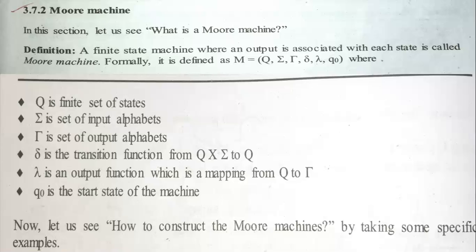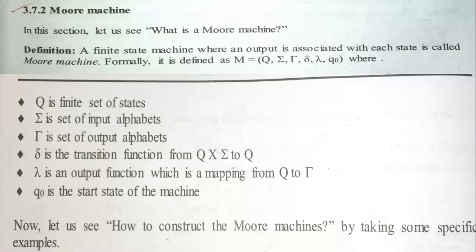Then we have the Γ symbol. It's the set of output alphabets. So according to the question, if they're asking for even and odd, then the output alphabets will be E and O. Sometimes we call it the complement of that. So it depends on the question. What they're expecting as the output, according to that, we need to decide what the alphabets of Γ should be. Then later, the transition function, the delta, as usual.